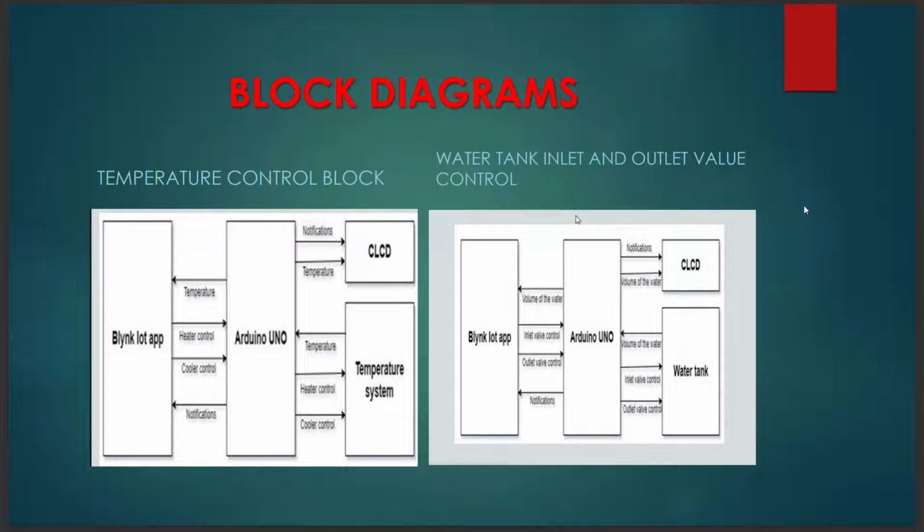And now coming to the block diagram, this is the block diagram which explains the whole internship we have done: temperature control block, Blink IoT app, Arduino Uno, and CLCD temperature system. See here, first the CLCD prints the temperature values and it also prints the notifications. The temperature system gives its temperature value to the Arduino Uno, and Arduino Uno gives commands to the heater and the cooler when we give them through the Blink app.